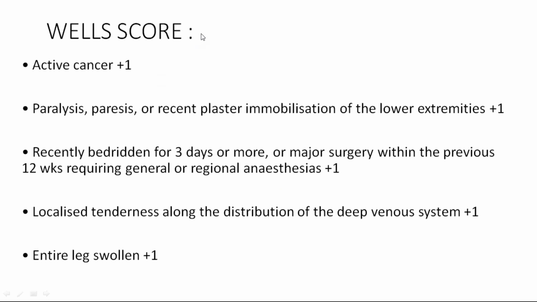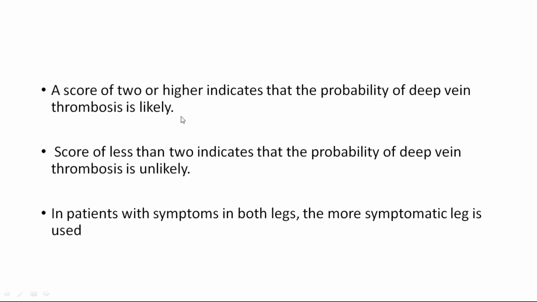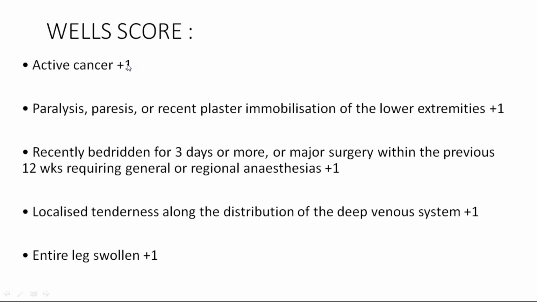And the Wells score is very important in diagnosis. The Wells score includes scoring for each condition, and if the total is more than 2, the probability is likely to be deep vein thrombosis. And so the conditions are: active cancer, the score is +1.